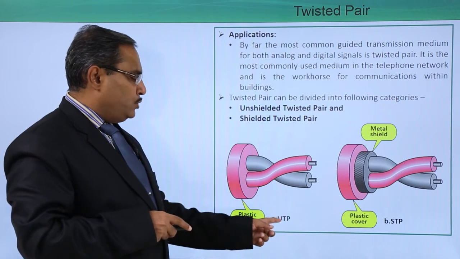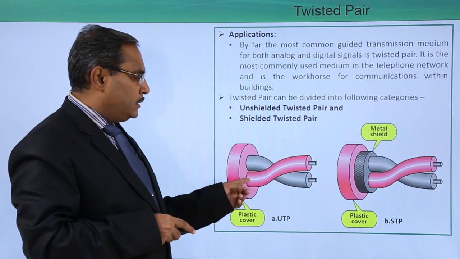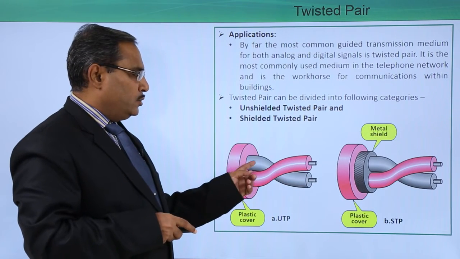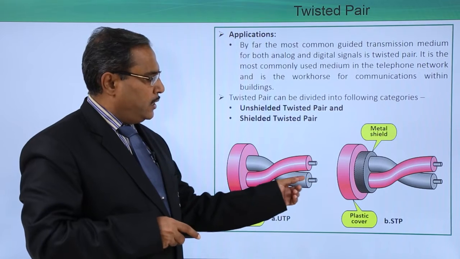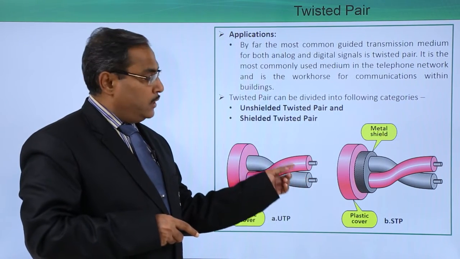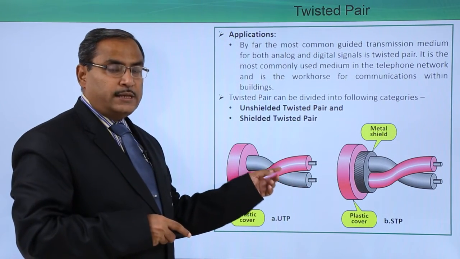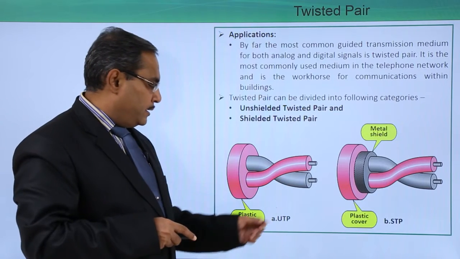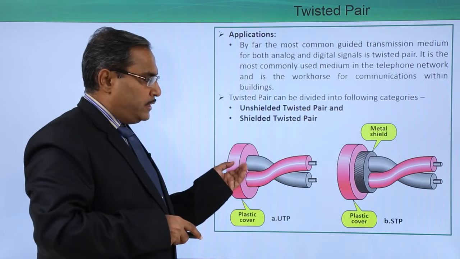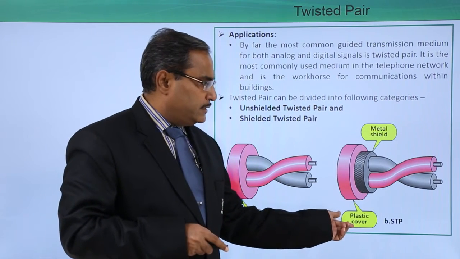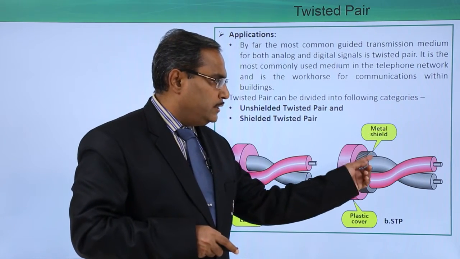In case of UTP, there is no metal shield here. Two wires are there with some insulator and some metallic conductor inside. These two wires are arranged in a spiral way, and there is a plastic cover above these insulators. Here also a plastic cover is there, but there is a metal shield.